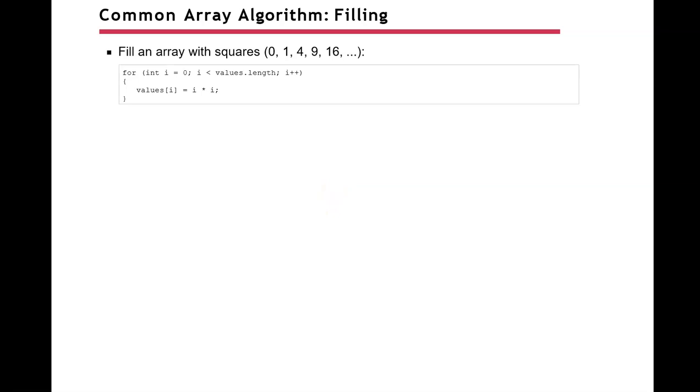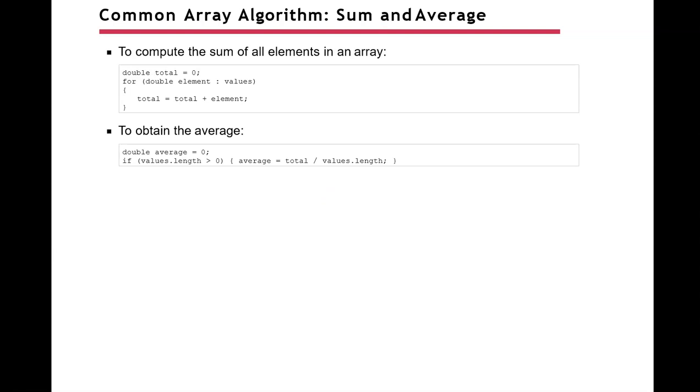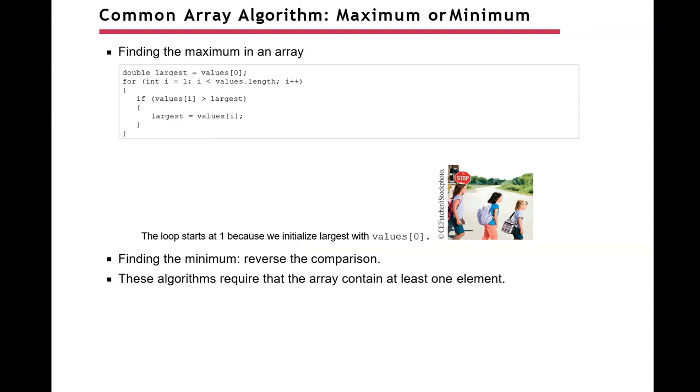Compute the sum of all elements in the array. Basically, we define a total outside, and for each element in the array, we just go through and add it in. Notice we're using an advanced for loop here. To obtain the average, we basically take that result and divide it by the length of the array. Pretty straightforward.